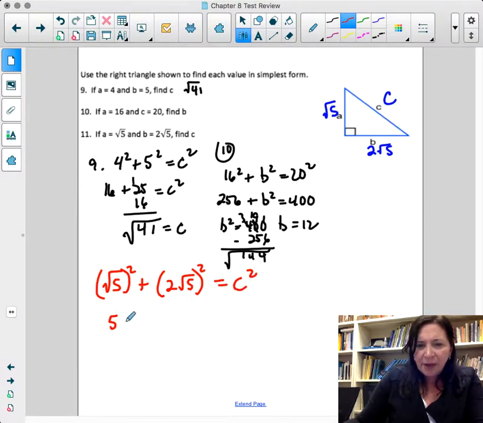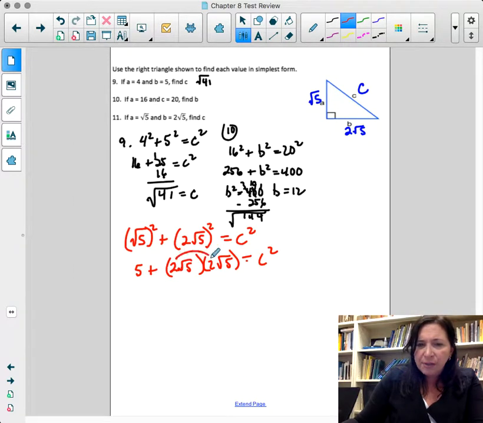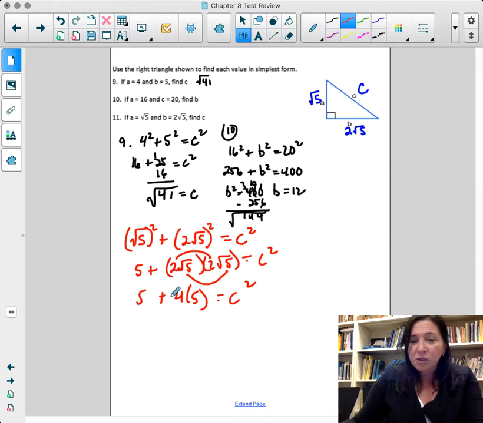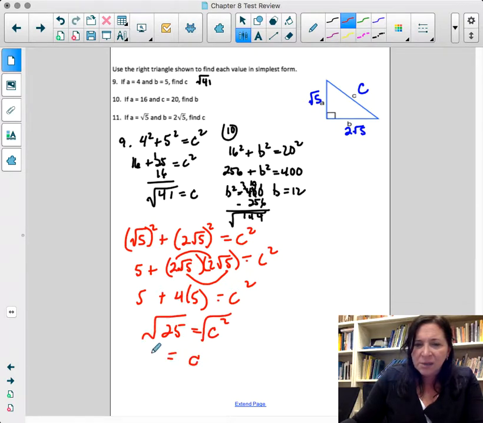So we have 5 plus, now I'm going to do this one out, 2 root 5 times 2 root 5 equals C squared. And then 2 times 2 is 4. So that's 4 times root 5 times root 5, which is root 25, which is 5, plus 5 is equal to C squared. So this is 20 plus 5, 25. So 25 is equal to C squared. Square root both sides, C is equal to 5. So this value right here was 5.